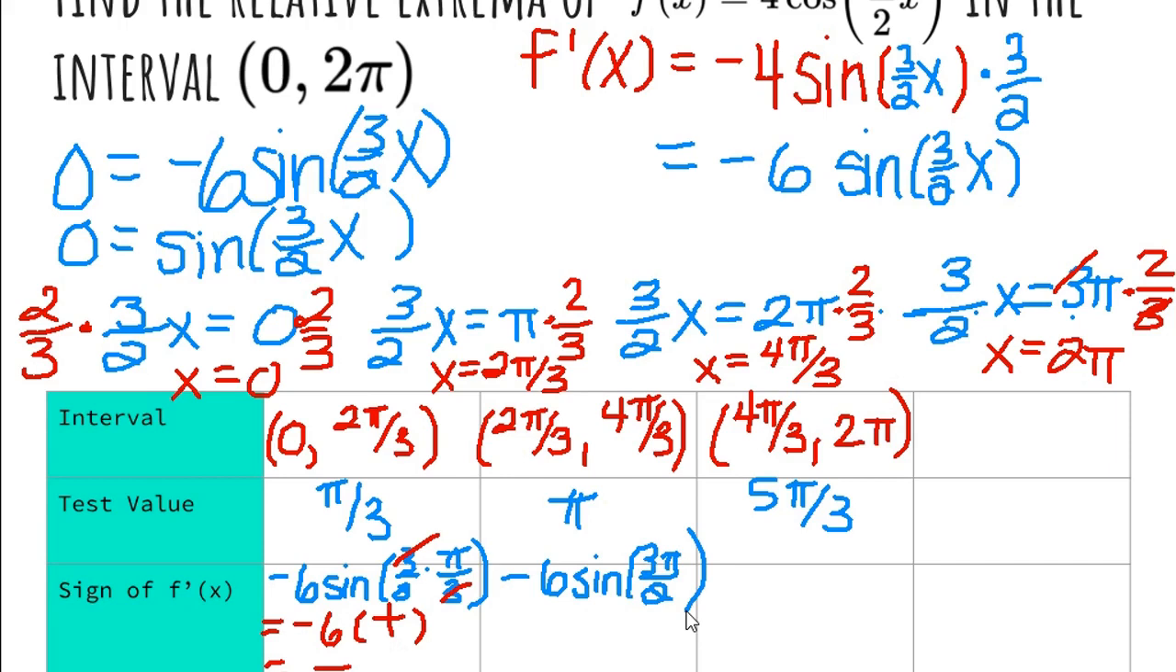If I plug in pi, I have -6 sine of 3 pi over 2. At 3 pi over 2, that's down below, so I get -6 times a negative. Two negatives make a positive, so it's increasing. Then -6 sine of 3/2 times 5 pi over 3.